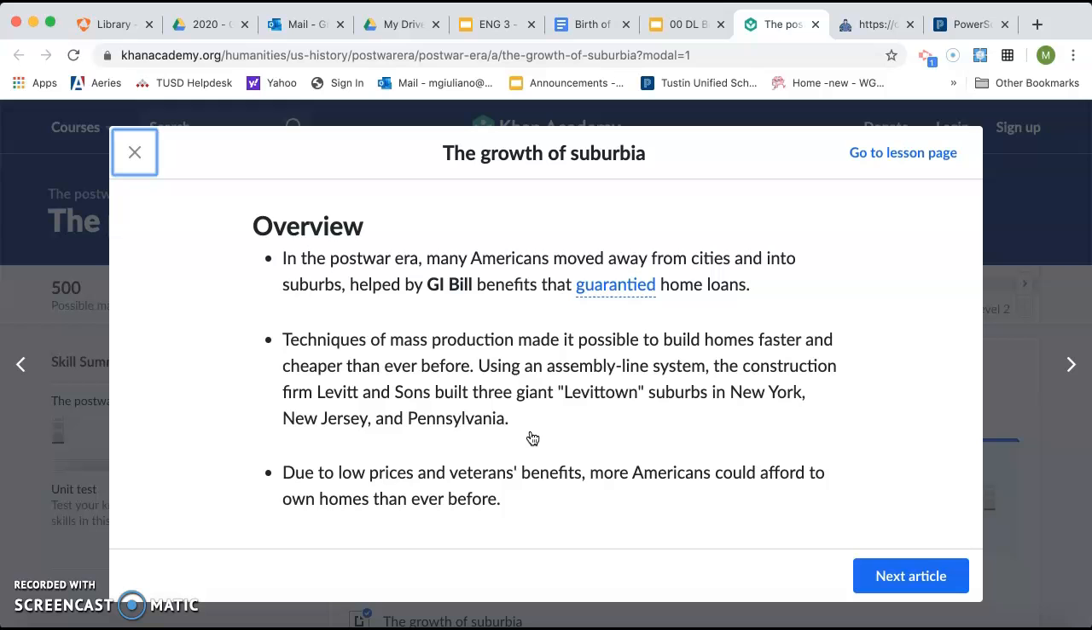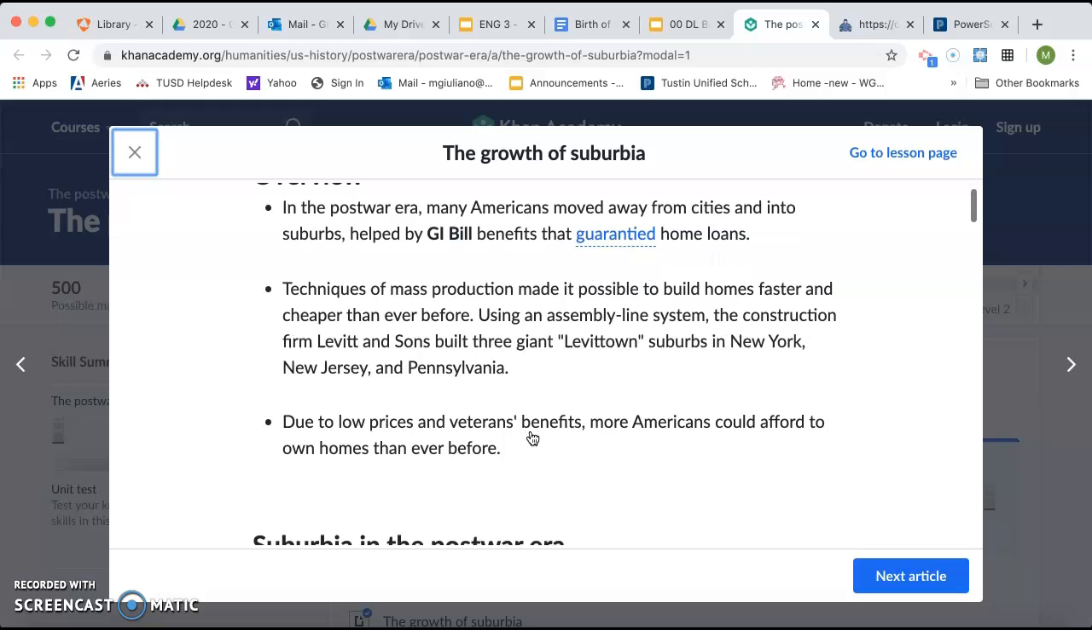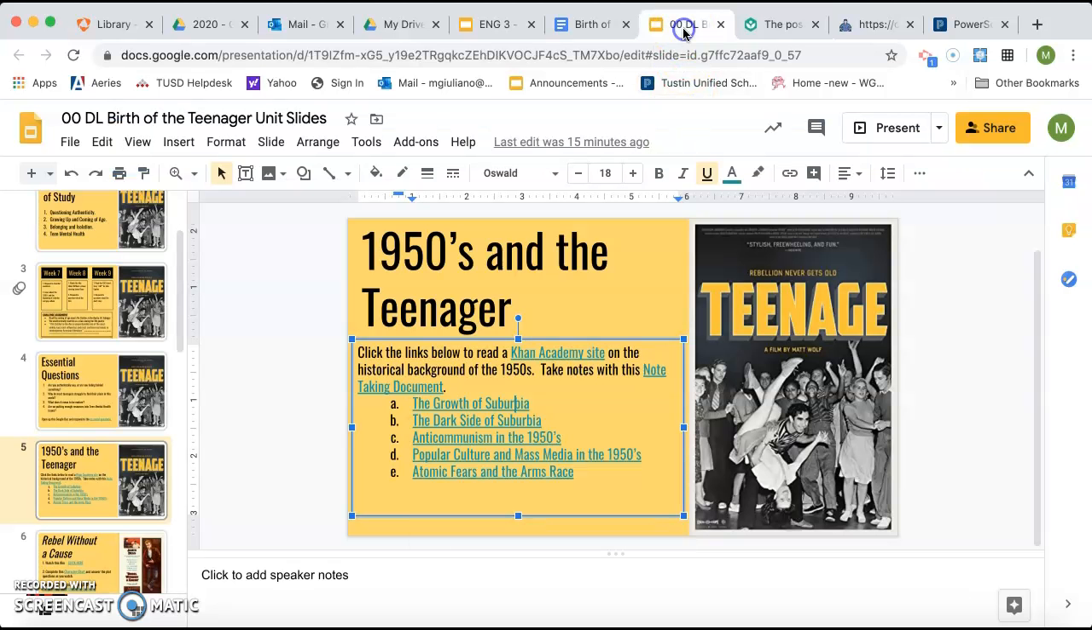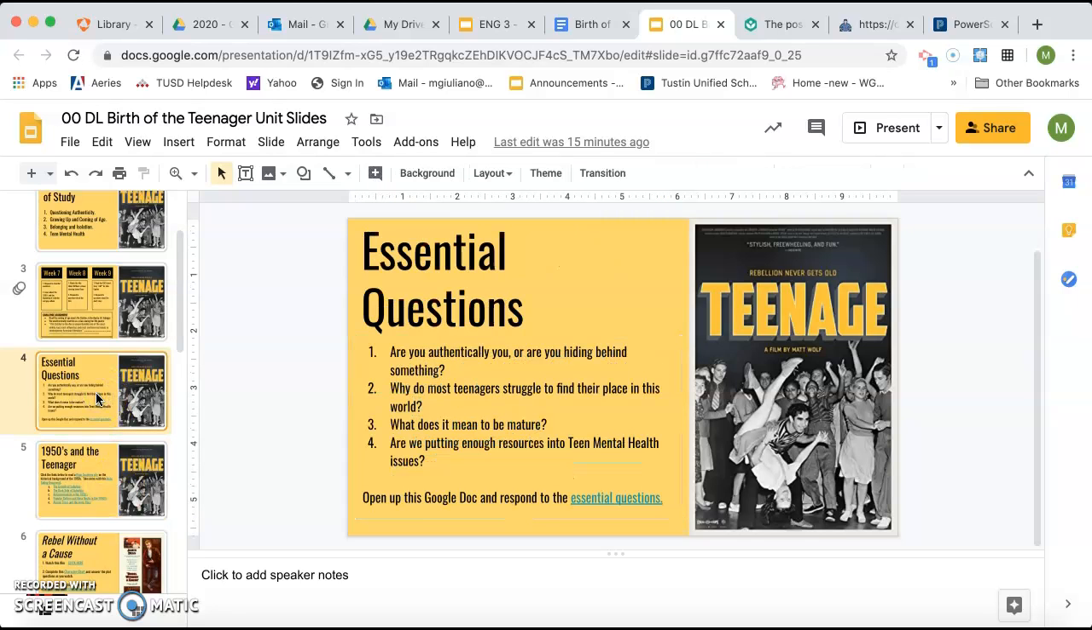So this would be your first section to read as you're taking notes in the note-taking document, which is also linked right here. The note-taking document and the essential questions are going to be due to the Google Classroom by the end of the week.